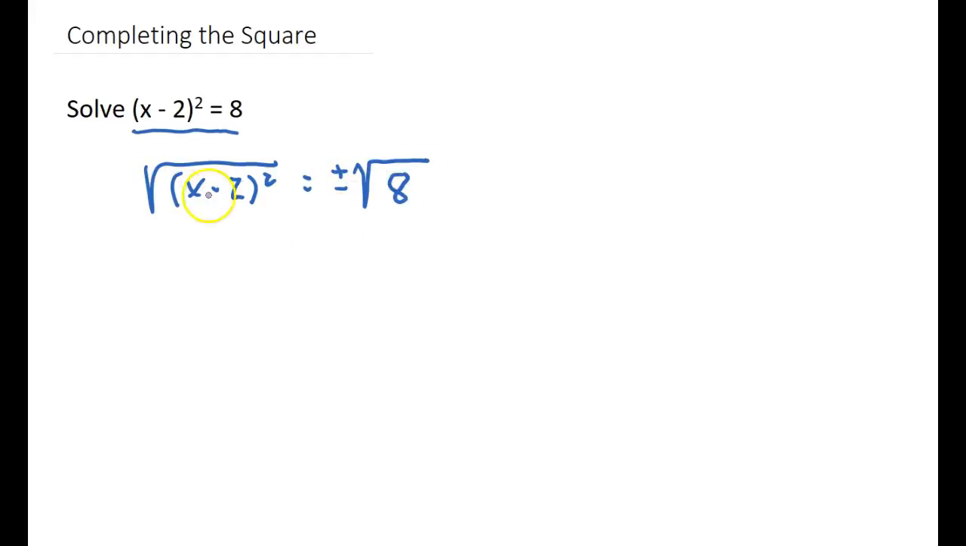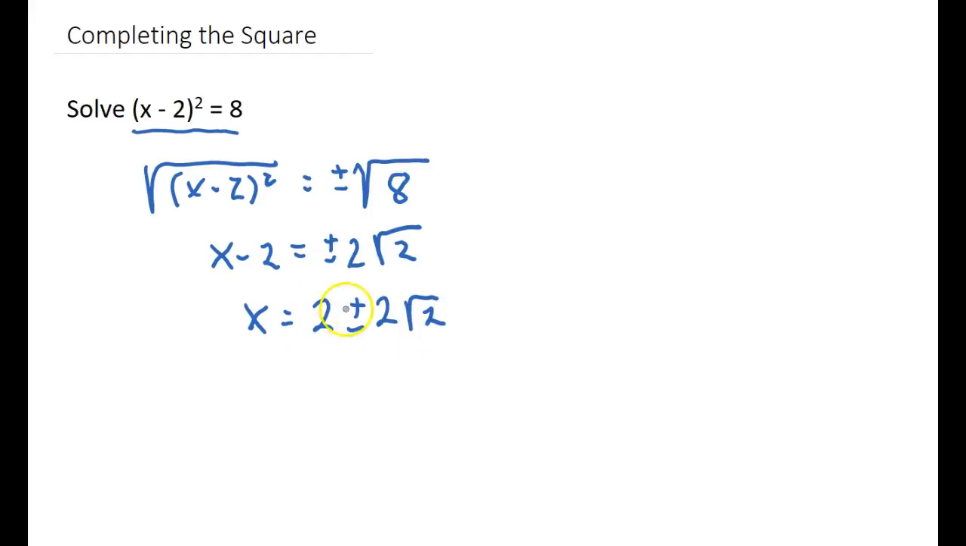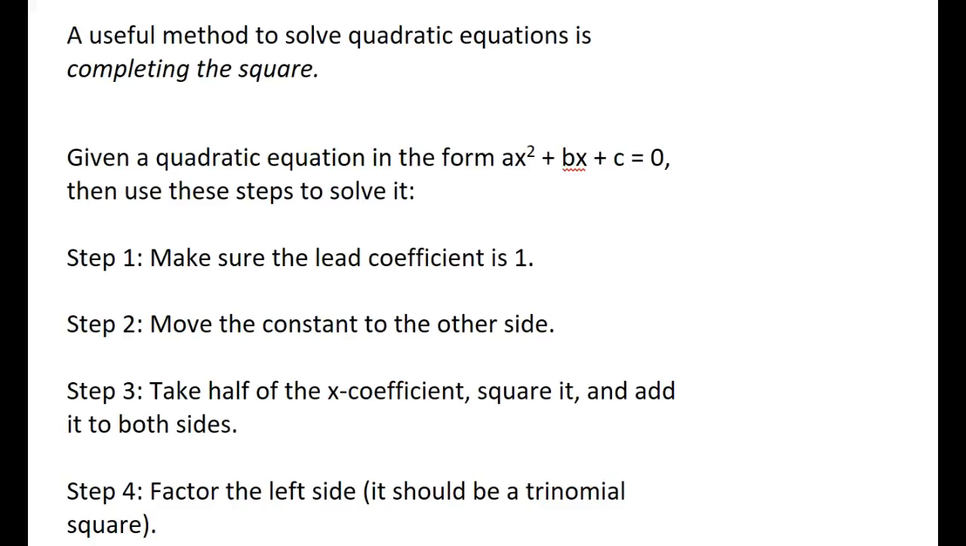Now the square root of x minus 2 squared is x minus 2, and the square root of 8 reduces to plus or minus 2 root 2. So when we solve for x, we just add 2 to both sides, and we get 2 plus or minus 2 root 2. So we get two answers, 2 plus 2 root 2 and 2 minus 2 root 2. So what does that have to do with completing the square?